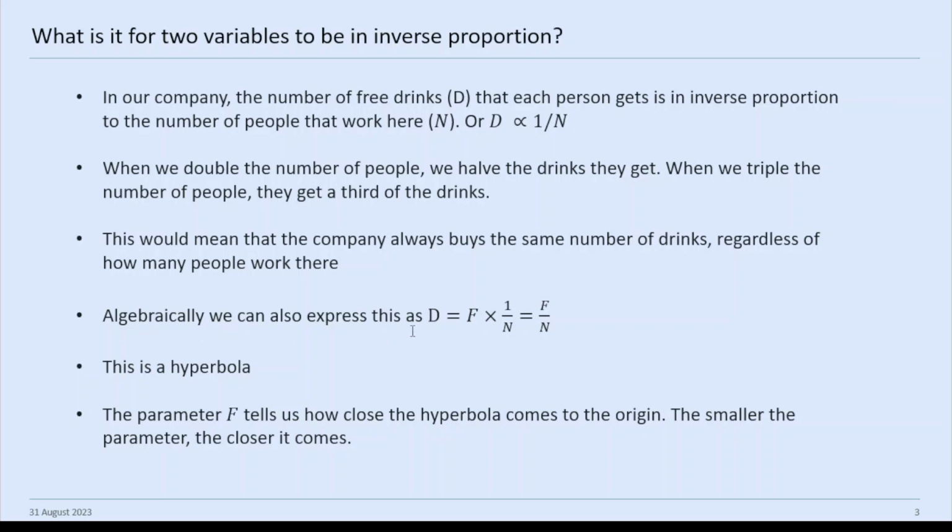Algebraically, we write this as D = F × 1/N. So D is the number of drinks per person, F is the number of free drinks, N is the number of people. D = F/N. So this would look like a hyperbola.